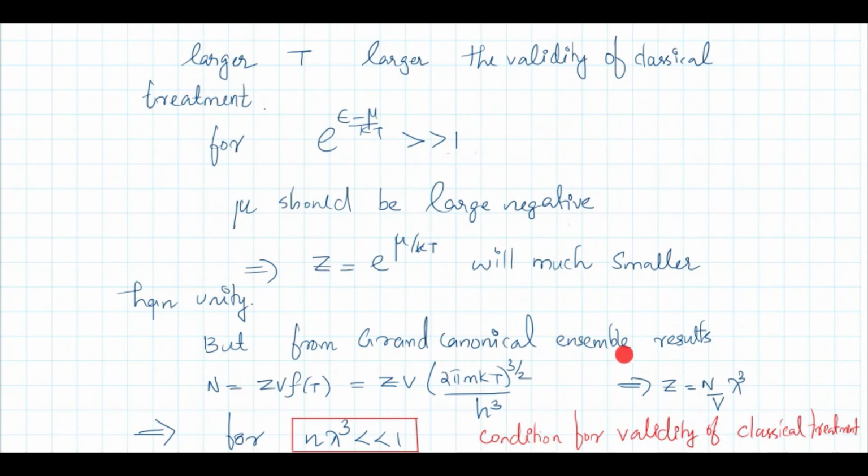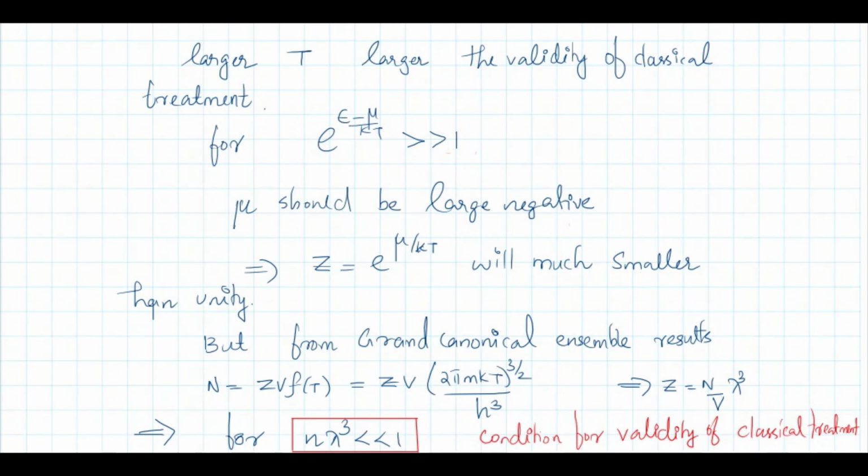But from grand canonical ensemble results, we have capital N equal to ZV f of T, and f of T is nothing but (2 pi m kT) raised to 3 by 2 divided by h cube. So this can be written as ZV divided by lambda cube, or Z is equal to n lambda cube divided by V. What is this N by V? Total number of particles by total volume. It is the number density, small n. So Z less than 1 means n lambda cube less than 1. Z less than 1 is the condition for the validity of classical treatment.